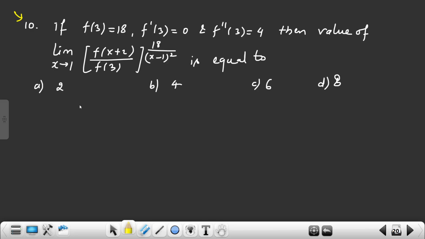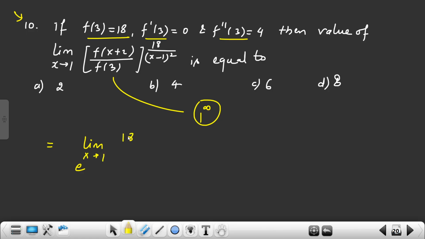Just let me know how you feel now after doing the 10 problems. Is it okay? f of 3 is 18, f dash 3 is 0, f double dash 3 is 4. Now what is the value of this given? So if I put x equals 1 here, I always tell in my classes that always check the form, which form is there for limits. If I put x equals 1 here, f3 by f3 is the 1 power infinity form. And you know that for the 1 power infinity form, we solve with e power everything.